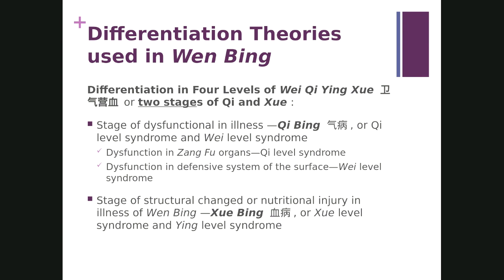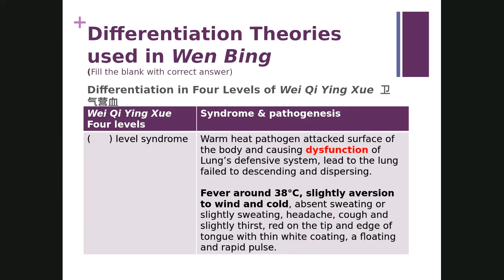Now, further differentiation in the 4 levels of Wei, Qi, Ying, and Xue, or 2 stages of qi and blood. Here it mentions the stage of dysfunctioning. In the Qi level, there is basic dysfunctioning presented in the organs and possibly the defensive systems. So either Qi level or Wei level, but the stages of structure changes or nutritional injury are presented in the nutritive level or blood level. We mentioned this in the previous few slides, so this just summarizes it.